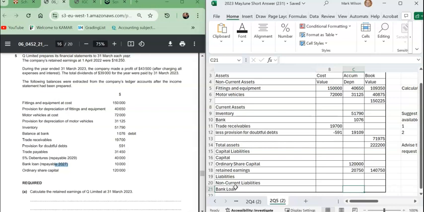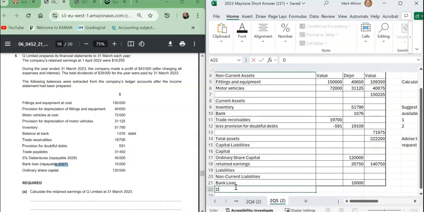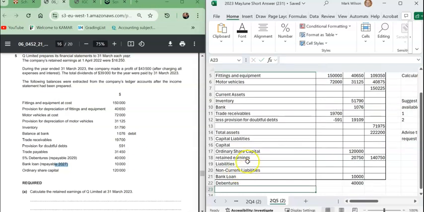What have we got? 10,000. Got another one called debentures. Now debentures are basically a loan to the public. 40,000. Add those two together.